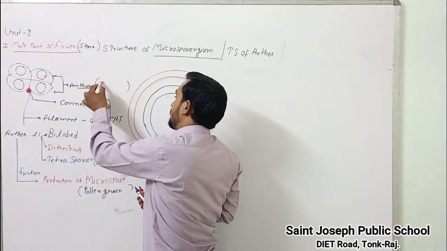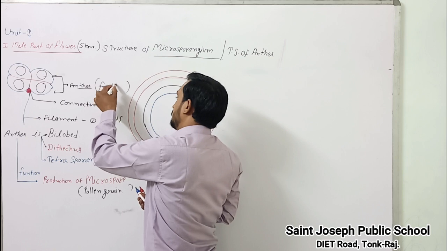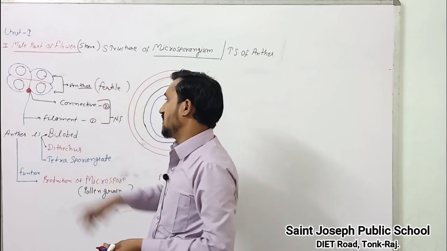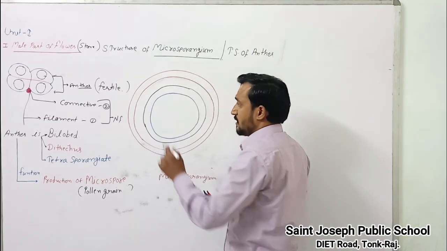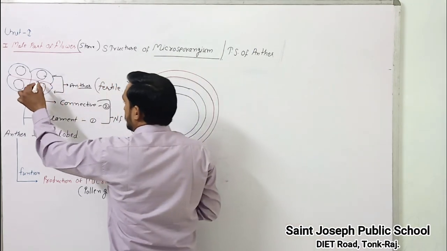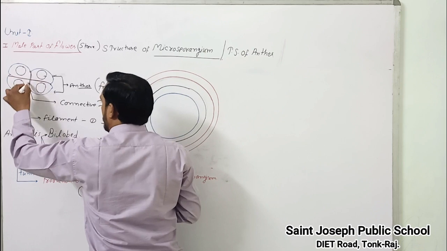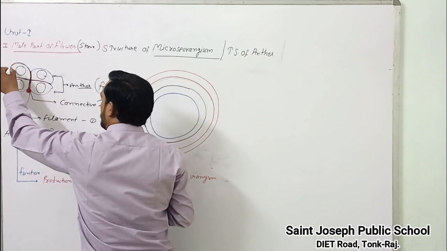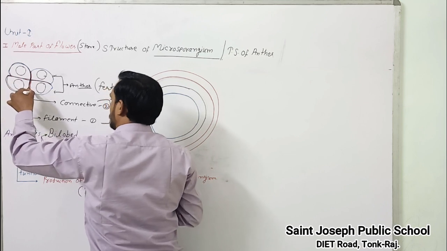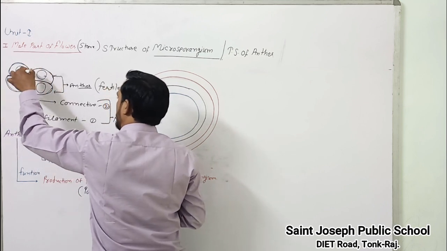Anther is the only fertile part of the flower. Anther is the fertile part of the stamen. Each anther has 4 chambers. How many chambers? 4. These 4 chambers you can see easily here.